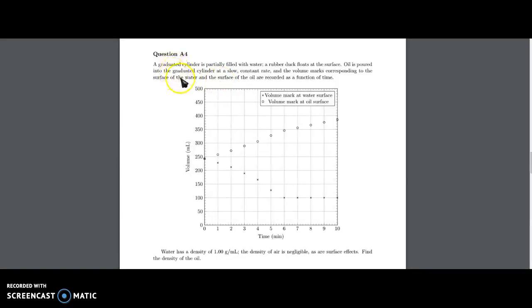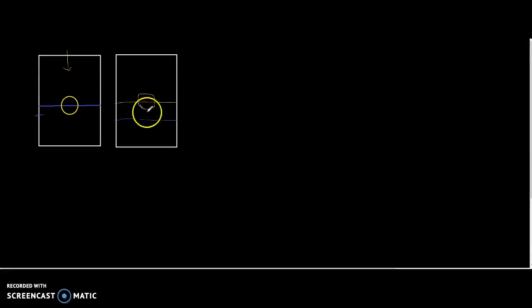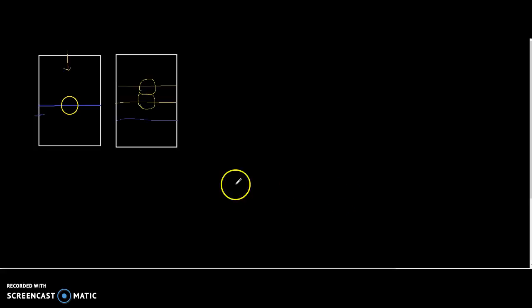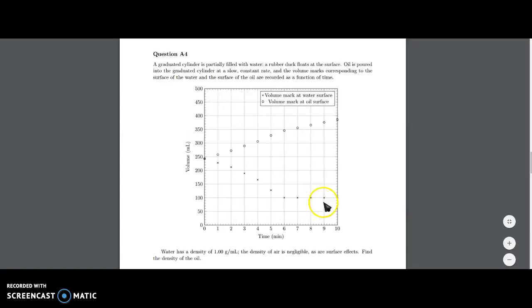So now it's just oil being added to this graduated cylinder. So if we add a little bit of oil, it might look something like this. The duck will still be fully supported, and the oil level will just be higher. So therefore, what this slope represents is the change in volume of the oil, the rate of change of volume. And we can say this because the level of the water doesn't change at this point, so we don't have to account for that.